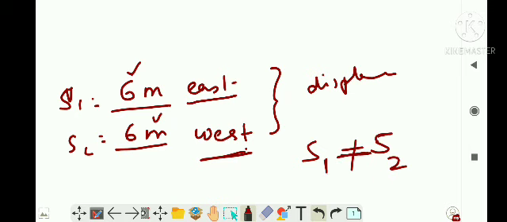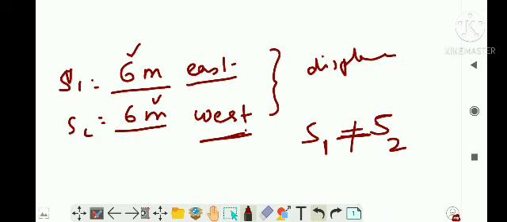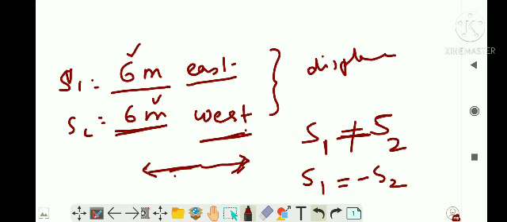Clear? But if I draw it in vector form, 6 meter east in this direction and 6 meter west in this direction, I can say they are in opposite directions with the same magnitude. So actually S1 is equal to minus S2. That means these two vectors are opposite vectors. They are not equal. Clear? You understood?